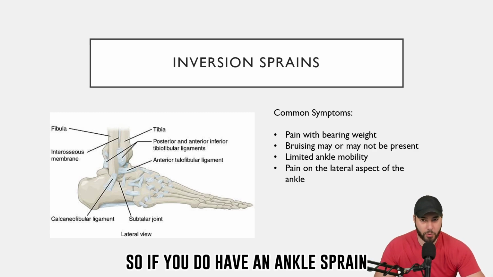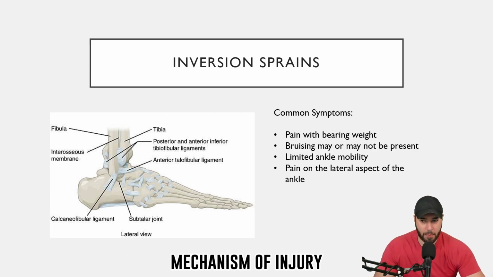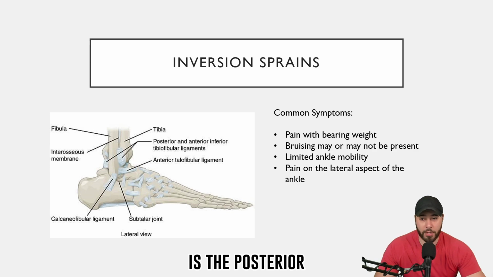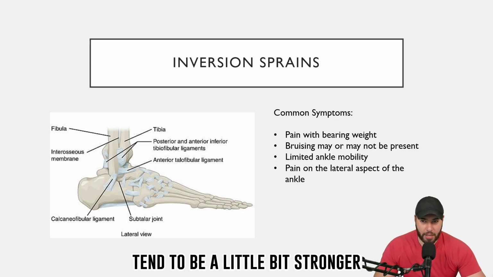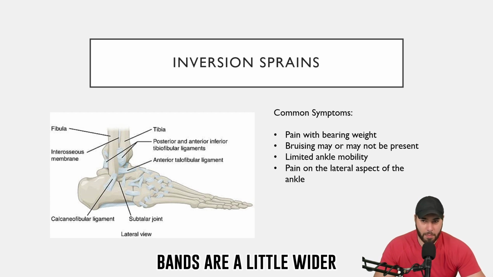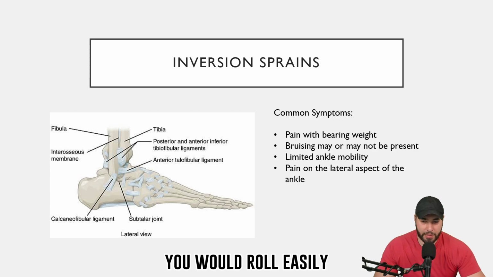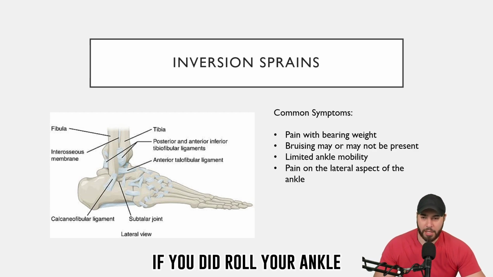So if you do have an ankle sprain that is an inversion mechanism of injury, these are most likely the ligaments that will be affected. Now, the one that's less commonly involved is the posterior talofibular ligament. These tend to be a little bit stronger. You can see that the bands are a little wider, and it's not in an area that you would roll easily or hurt easily if you did roll your ankle.